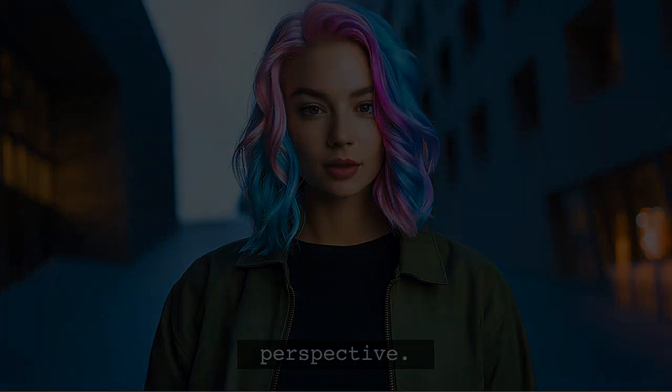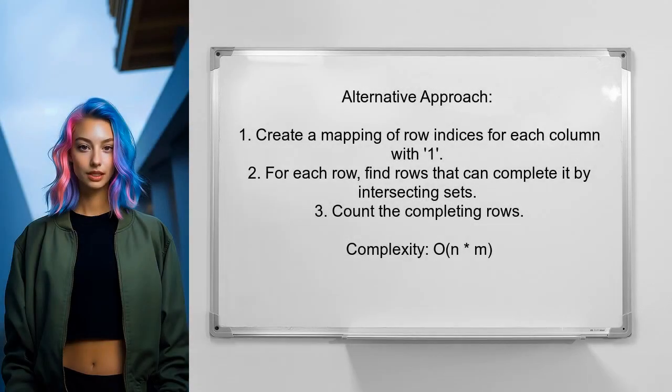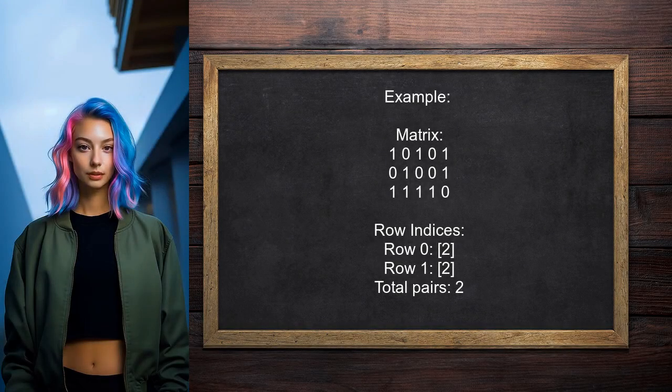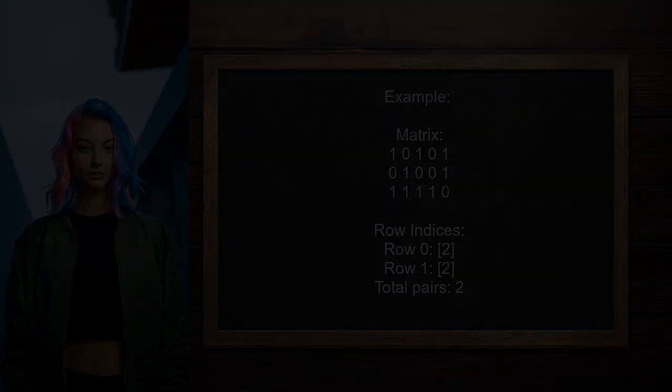Let's see another perspective. An alternative approach to finding the OR of 2 sets involves a more efficient O n times m algorithm. First, for each column, we create a mapping of row indices that contain a 1. Then, for each row, we determine which rows can complete it by intersecting the sets from the previous step. Finally, we count these completing rows. For example, in a matrix with 3 rows, we identify which rows can fill in the zeros for each row. The result shows that there are 2 pairs of rows that can achieve the desired OR.